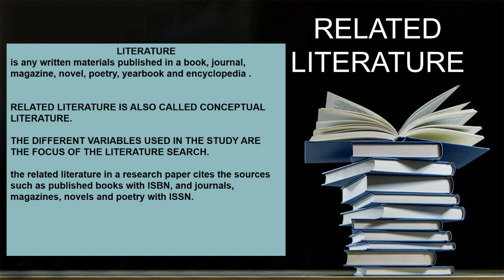Next is related literature. When we say literature, it is any written materials published in a book, journal, magazine, novel, poetry, yearbook, and encyclopedia. Related literature is also called conceptual literature. The different variables used in the study are the focus of the literature searched. The related literature in a research paper cites the sources such as published books with ISBN and journals, magazines, novels, and poetry with ISSN.